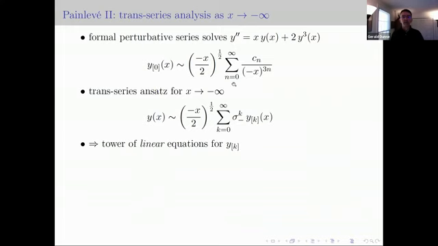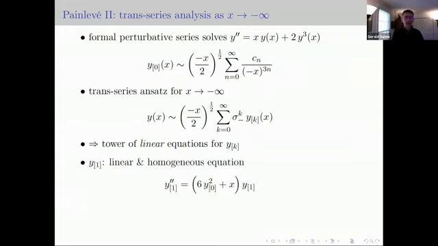So here's the structure of the original formal series, what I called now y0. The ansatz, as x goes to minus infinity, is now going to be a sum over these trans-series terms. So these are going to be graded exponentials. And simply inserting this into the equation and expanding, matching powers according to this grading, which you can just do systematically by matching powers of this parameter sigma, gives you a tower of linear equations for yk. And the first one is linear and homogeneous, as I just mentioned on the previous slide.